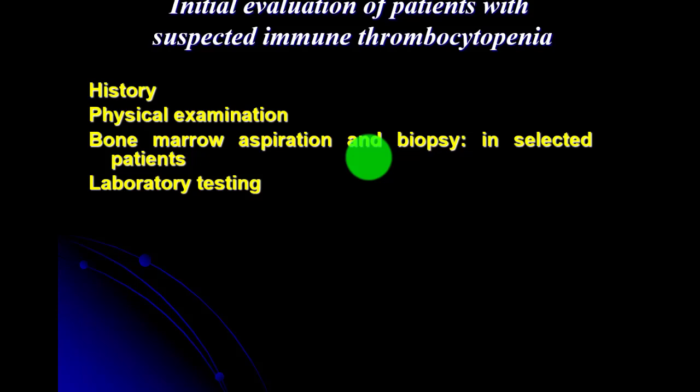Initial evaluation of patient with suspected immune thrombocytopenia: history, physical examination, bone marrow aspiration and biopsy in selected patients, laboratory testing.